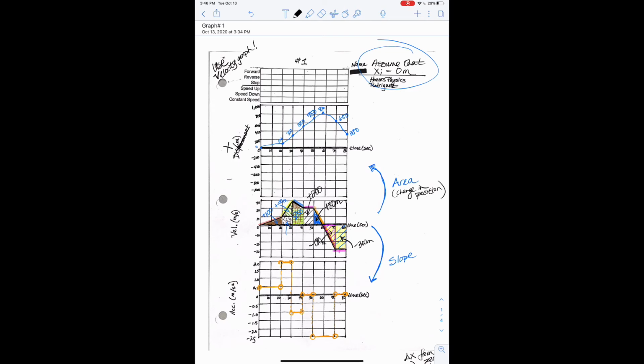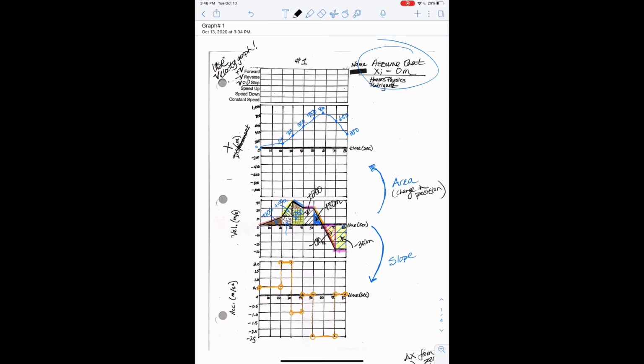All right, that'll make your life a lot easier. Here's why. If we look at this, the first question is, when are we moving forward? We're moving forward anytime that the velocity is positive. When are we moving in reverse? Anytime the velocity is negative. When are we stopped? Anytime the velocity is equal to 0.